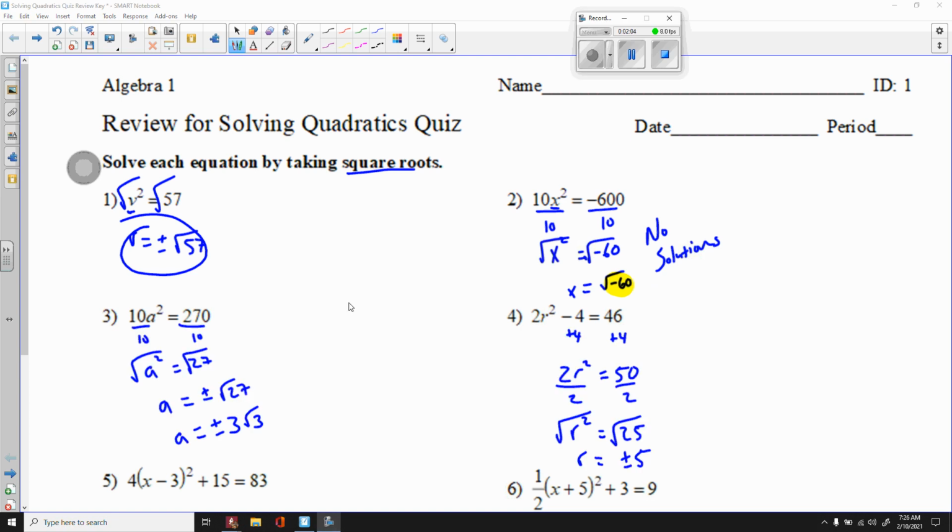If I look at the answers, number 3, the square root of 27 has a perfect square factor of 9. So plus or minus 3 times the square root of 3, where number 4, r equals positive or negative 5. Let's take a look at number 4.